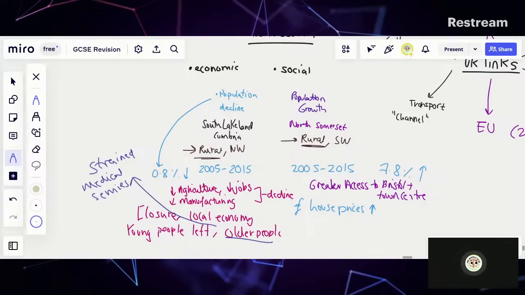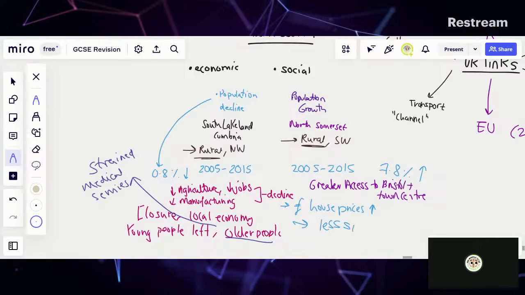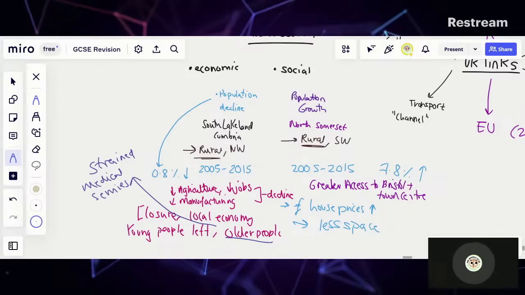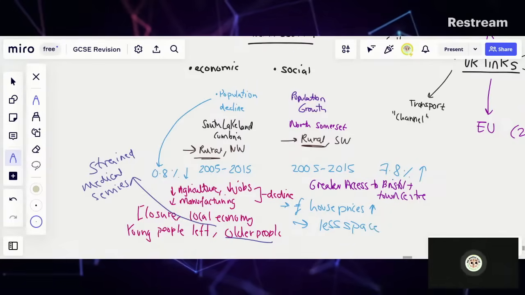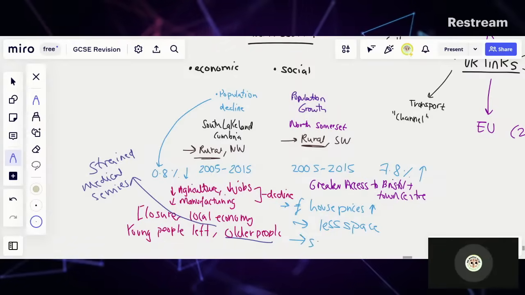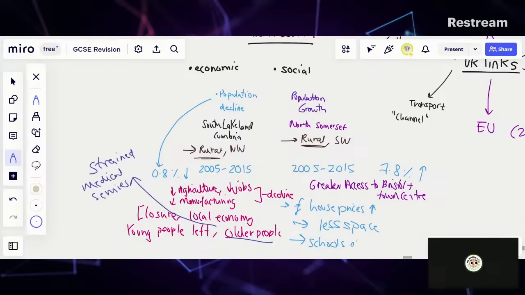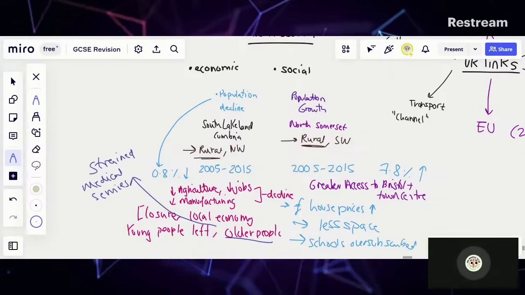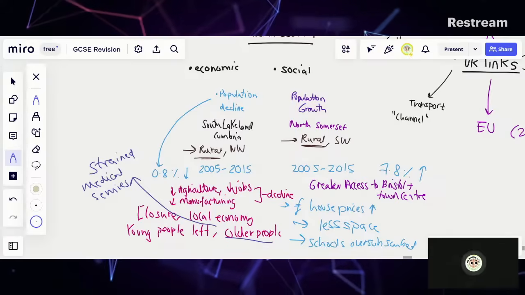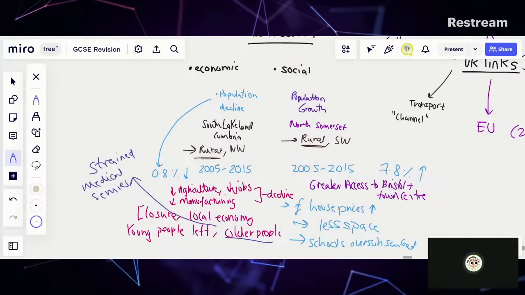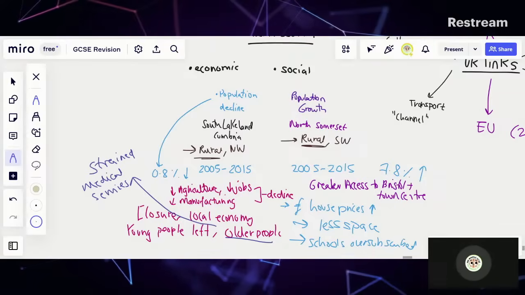This meant that lots of people were living together, and there was also less space. So it was more congested. It put strain on public transport because loads of people were in the area. Also, loads of schools were oversubscribed, which meant there wasn't enough space, and therefore they had to build more schools to cater to that new population increase. So that's all you need to know about that.